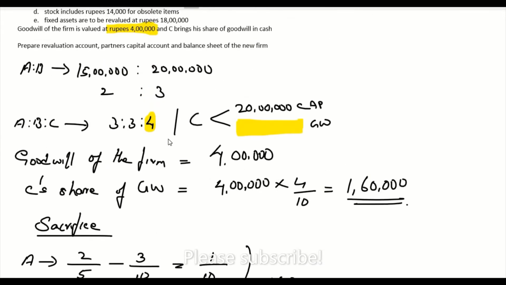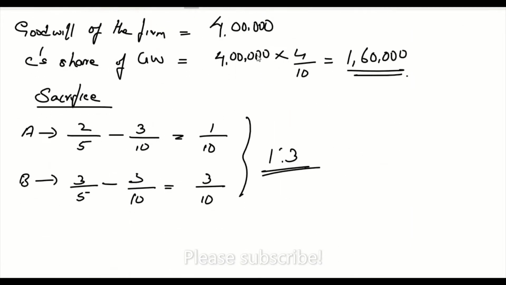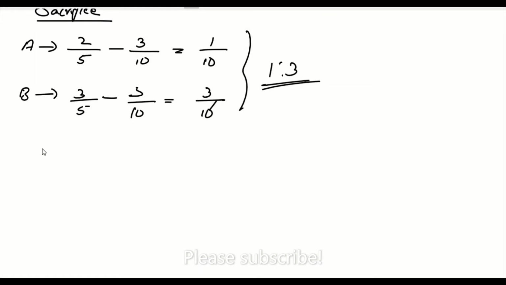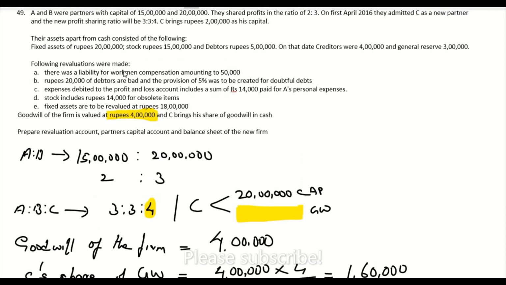Now the question is also saying that there are few fixed assets, stock, etc. appearing in the balance sheet. So let's try to construct a balance sheet as on the date of C's admission. Okay. So if you look, there is fixed assets of 20 lakhs, stock rupees 15 lakhs, debtors 5 lakhs, and creditors were 4 lakh and general reserve 3 lakhs. So let's calculate this.